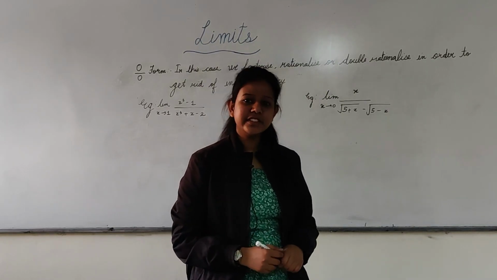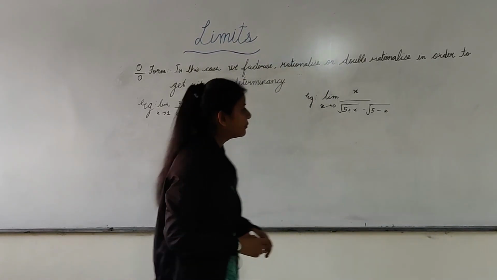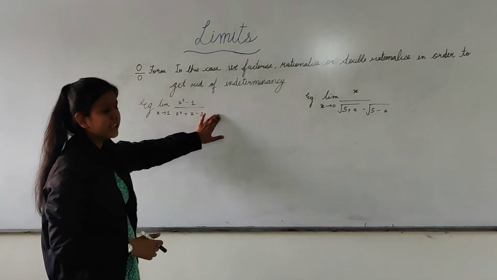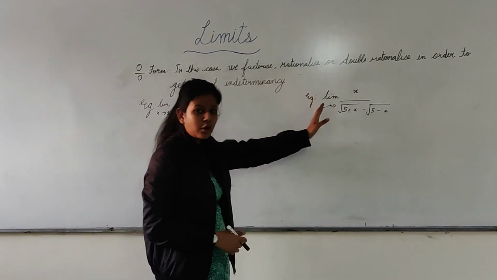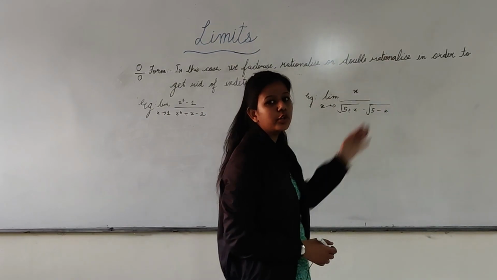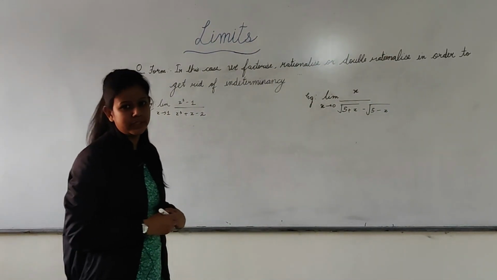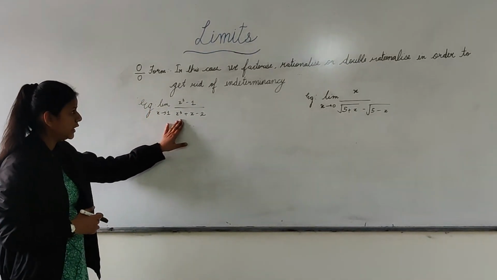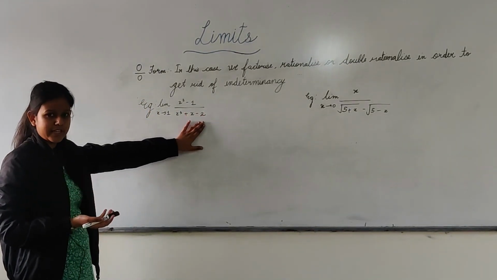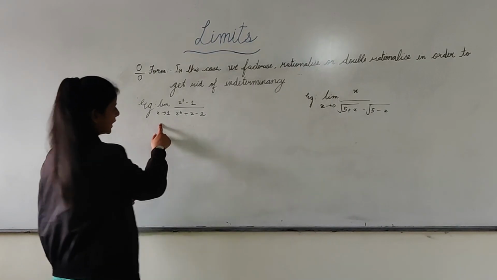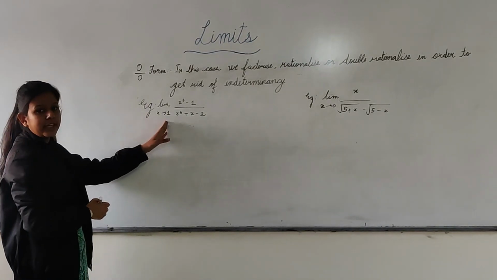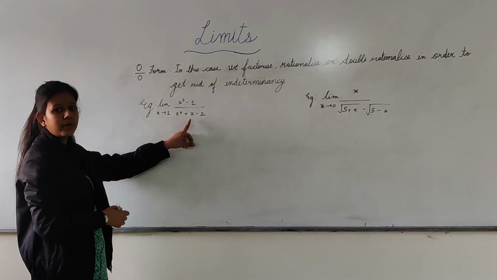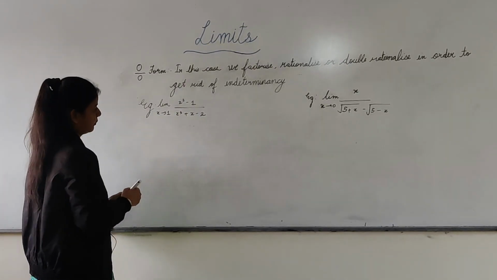Now we study 0 by 0 form. That is, to solve the 0 by 0 form, we factorize, rationalize or double rationalize in order to get rid of indeterminacy. That is, when the function is given, we rationalize or double rationalize. Let's check out this example. Limit x tending to 1, (x cube minus 1) upon (x cube plus x minus 2).